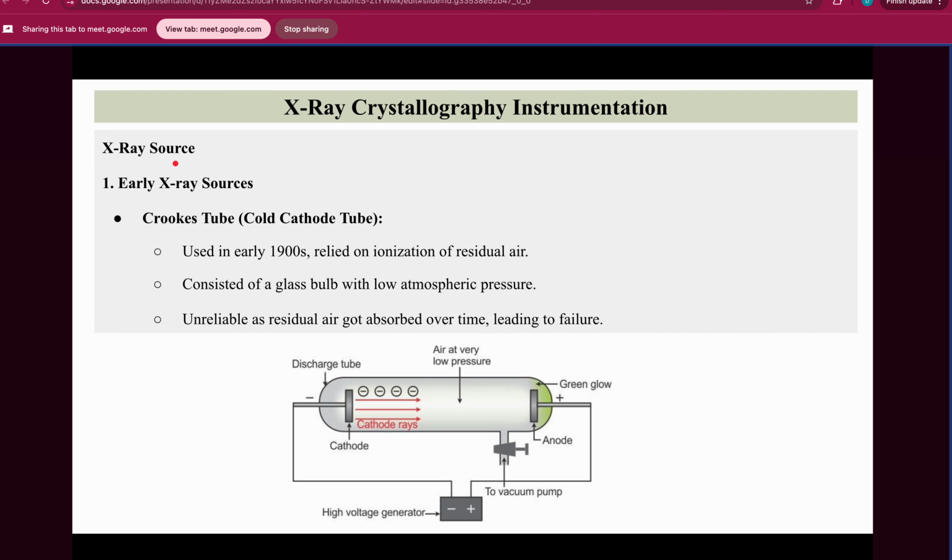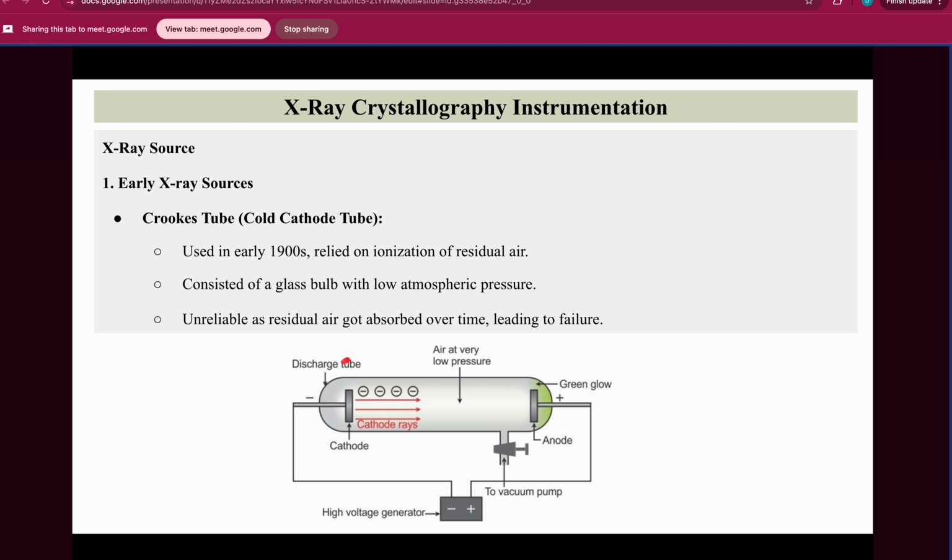Okay, so now we'll talk about different X-ray sources which are generating X-rays. There were early X-ray sources such as the Crookes tube, which was also known as the cold cathode tube. It was used in the early 1900s, and it relied on the ionization of residual air. This is the glass tube, also known as a discharge tube. In this, there is air at low pressure, and this is the cathode from where the charge is supplied. Negative voltage is provided, and it will generate some electrons which will try to move towards the anode, which has the positive charge.